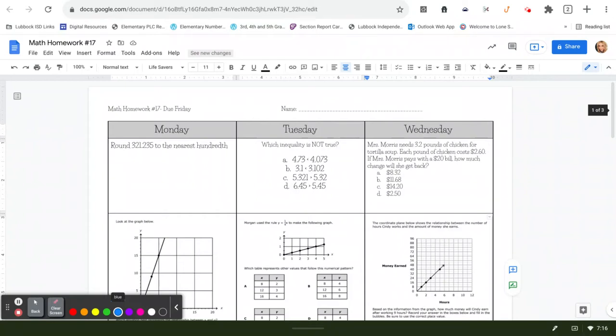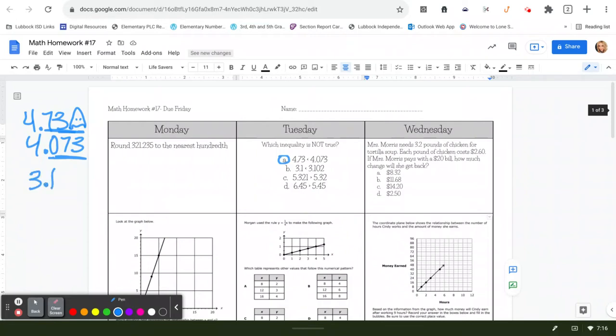So let's see. The first one says 4 and 73 hundredths is less than 4 and 73 thousandths. You need to put in your phantom zeros. Okay, you can see that 730 is greater than 73. So that is not true. That's not true right there. But let's keep going.